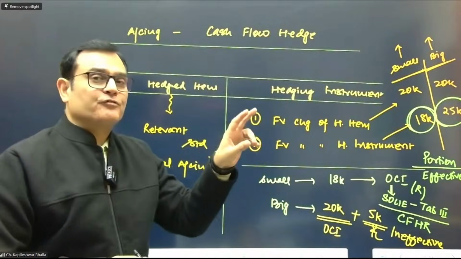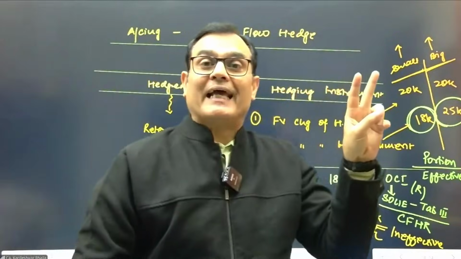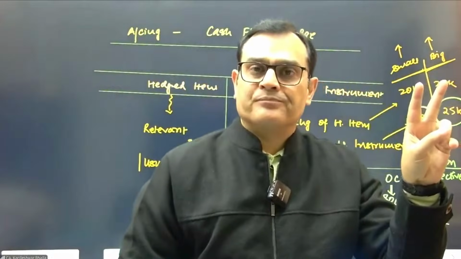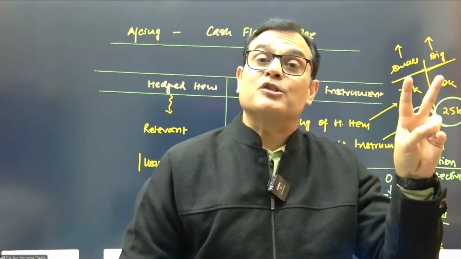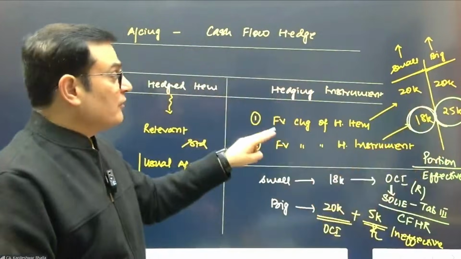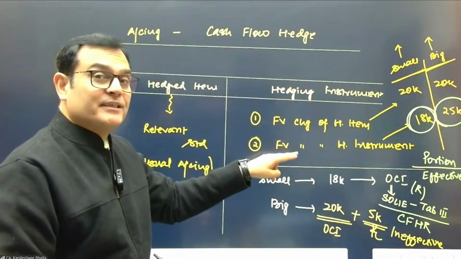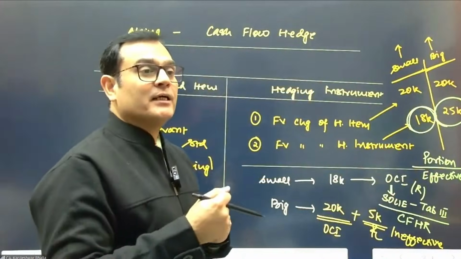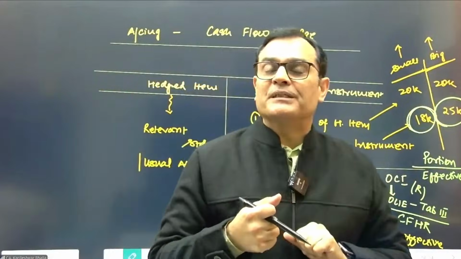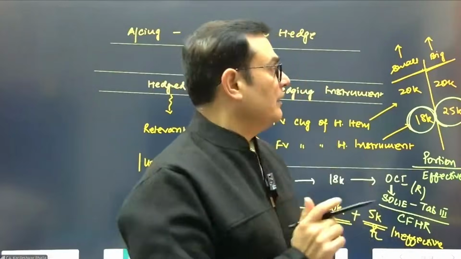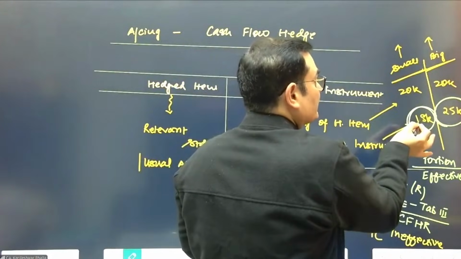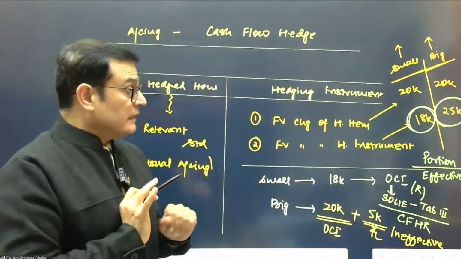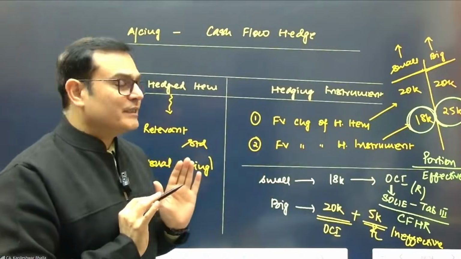You will calculate the fair value changes of the item and the instrument both. When you take the fair value changes of the item and the instrument, compare and decide whether the umbrella is small or big. If the umbrella is small, your fair value change of the instrument is equal or less. If it is small, you'll put the entire money in OCI.